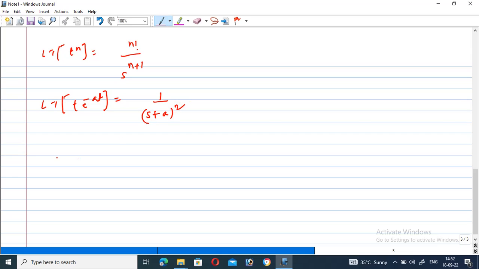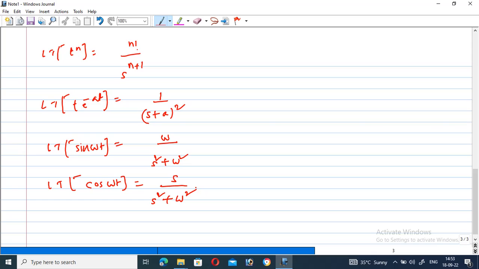Then the Laplace transform of sine omega t gives rise to omega by s square plus omega square, as well as the Laplace transform of cos omega t is equal to s by s square plus omega square, as well as some more properties.